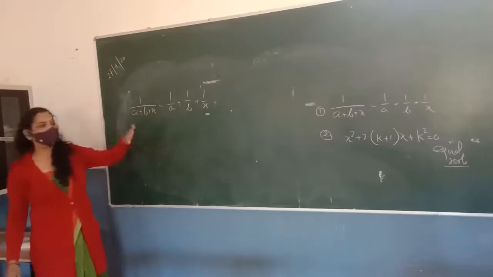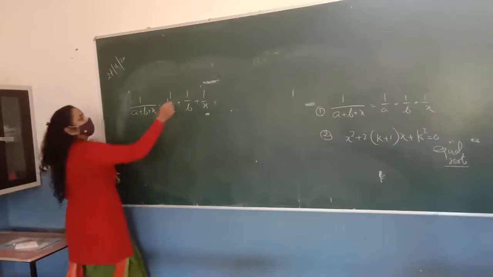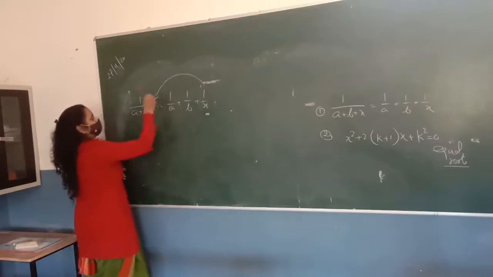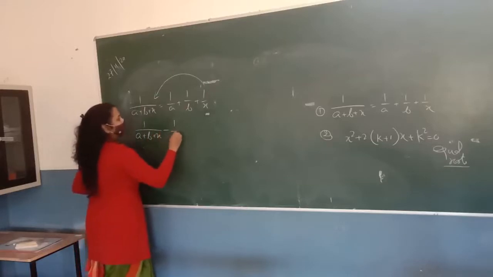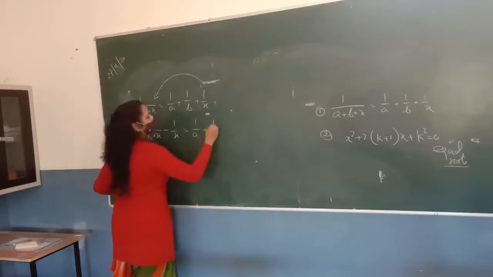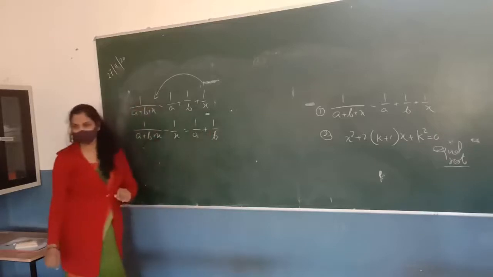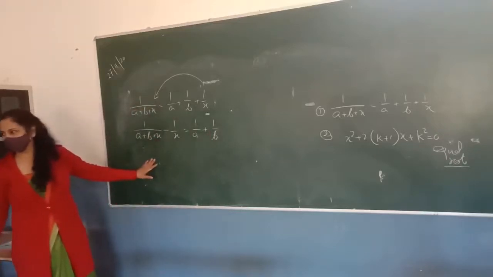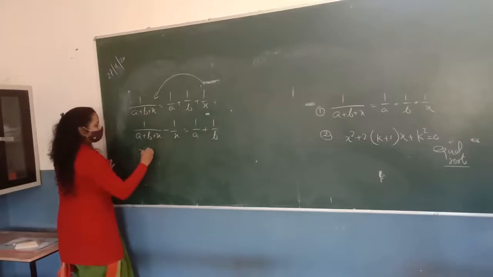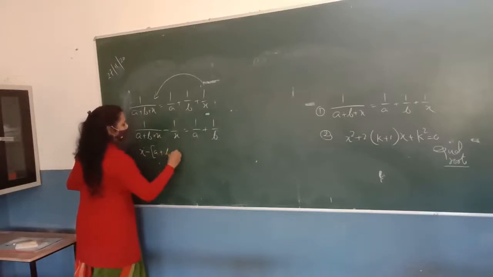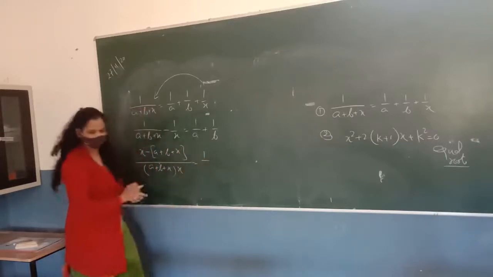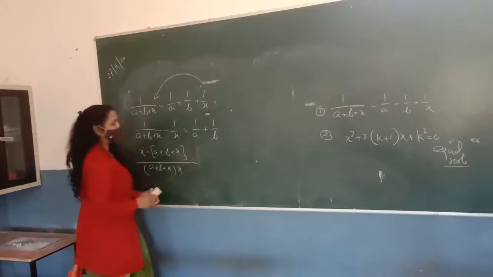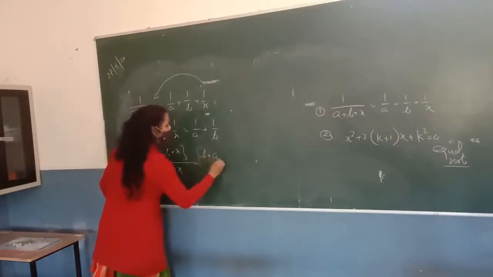The method for this question is that you will bring this 1 upon x here. 1 upon a plus b plus x minus 1 upon x is equal to 1 upon a plus 1 upon b. Okay? And then we can take the LCM of these sides. It will be x minus a plus b plus x upon a plus b plus x into x is equal to 1 upon a plus 1 upon b. Sorry, LCM of this side, that is b plus a upon ab.